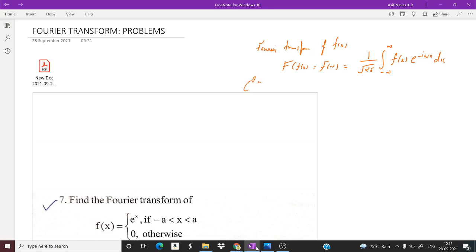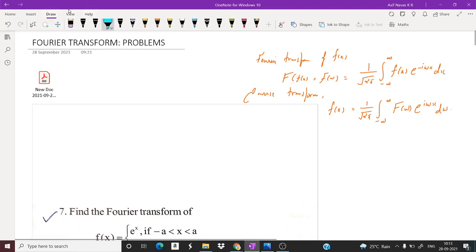Similarly, its inverse transform, the inverse Fourier transform, is denoted as f(x) equal to 1 by root 2π integral from minus infinity to infinity capital F(ω) e raised to iωx dω. Okay, so this is the Fourier inverse transform, and this is the Fourier transform of a function.